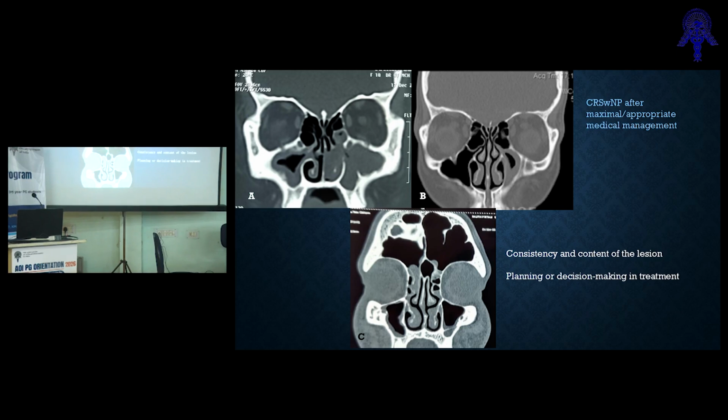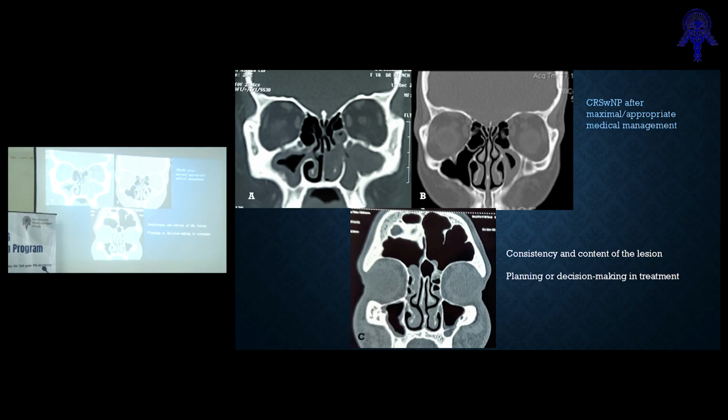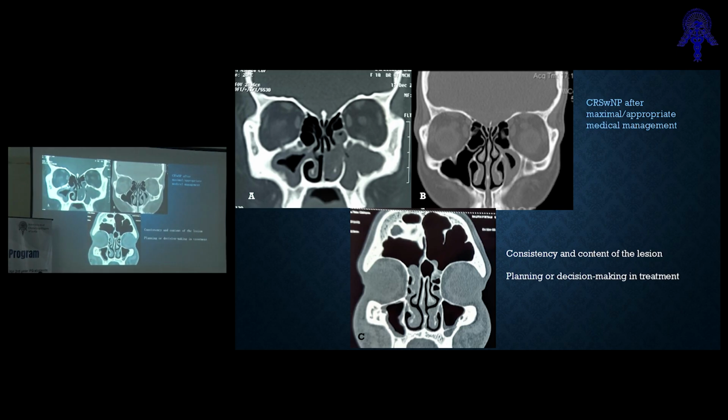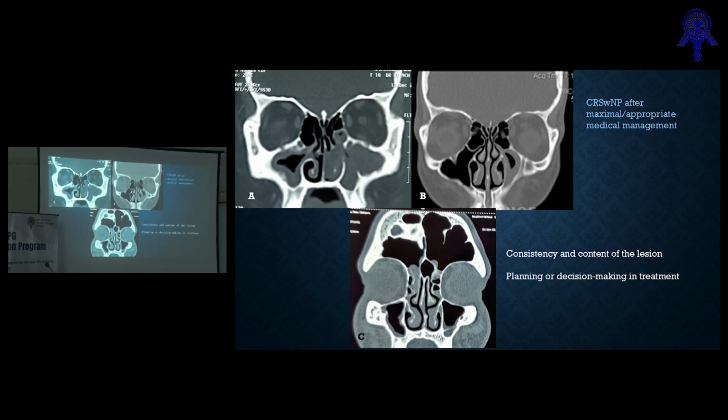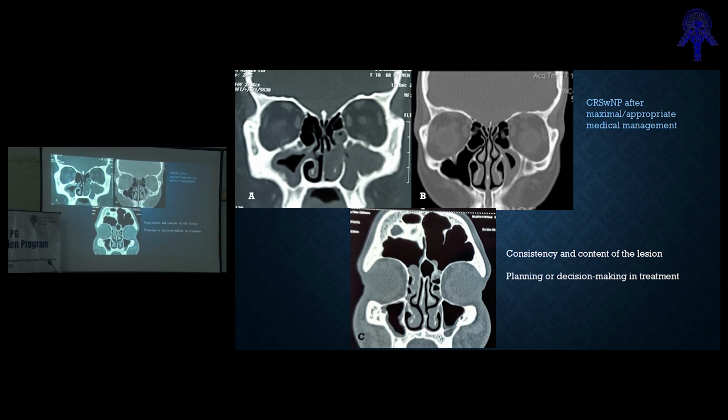The same thing, this is a patient who initially came to you. Here you can comprehend that this patient may improve just by giving medical management. We may not even require a surgery. So this is how a CT scan may guide you regarding the management or decision making.